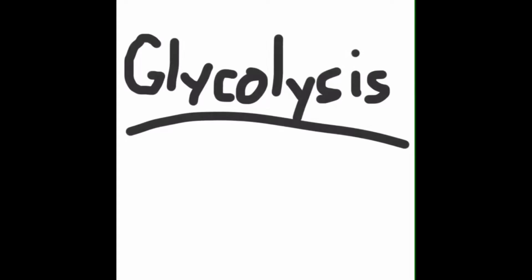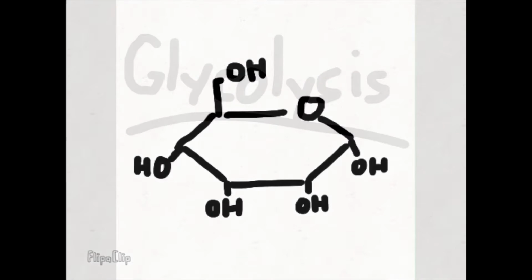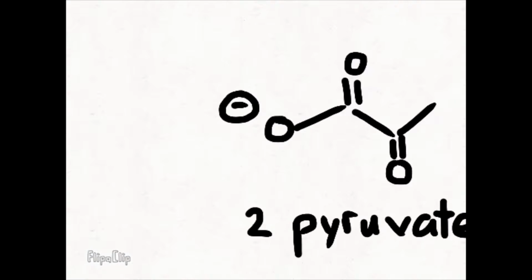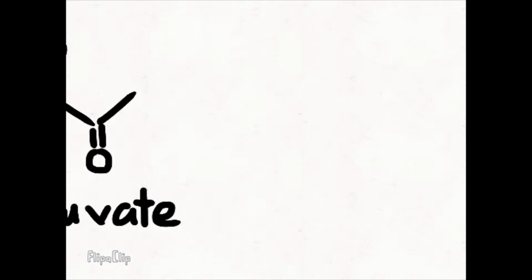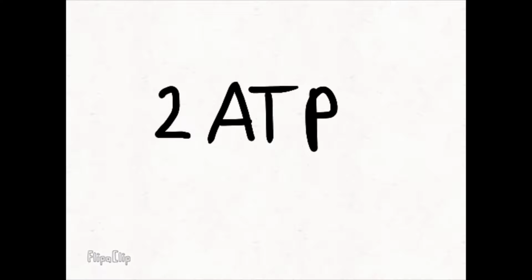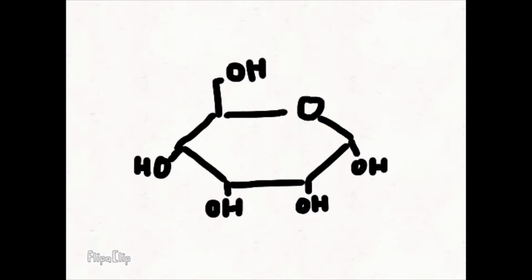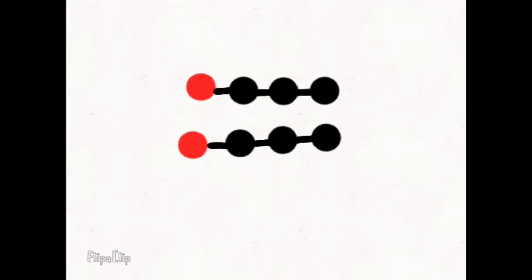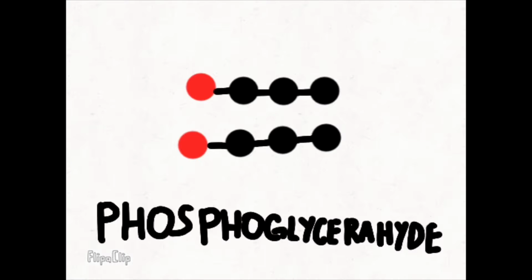The first step in cellular respiration is glycolysis. It is the process where glucose is broken down into two molecules of pyruvate, which then produces ATP. It happens in the cytosol of the cell cytoplasm. The first phase is where two ATPs are used in order for the glucose to be broken down into two 3-carbon compounds, also known as phosphoglyceraldehyde.